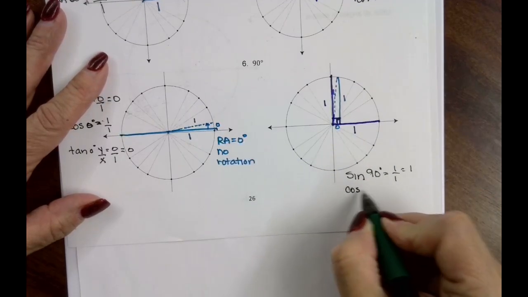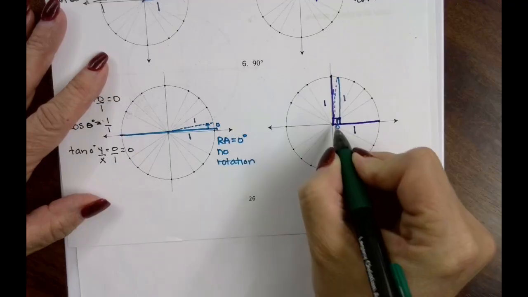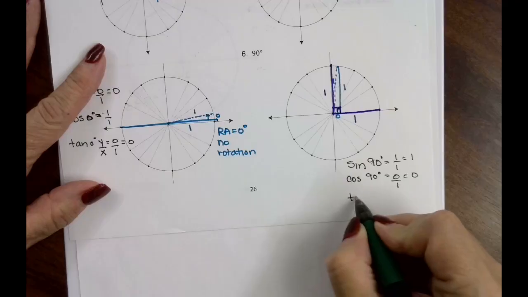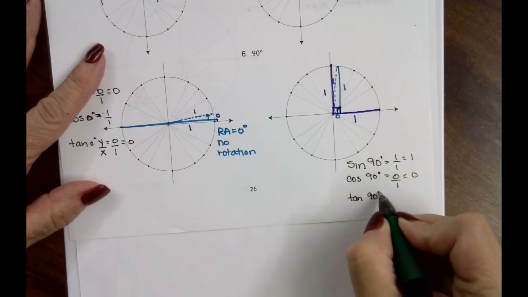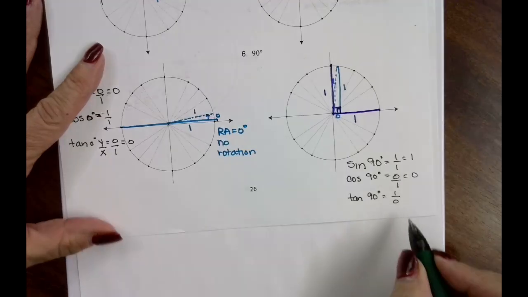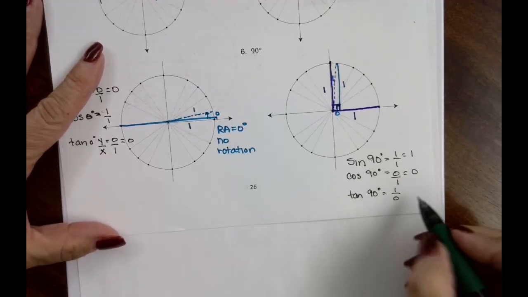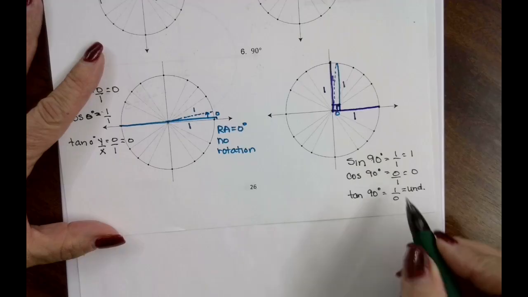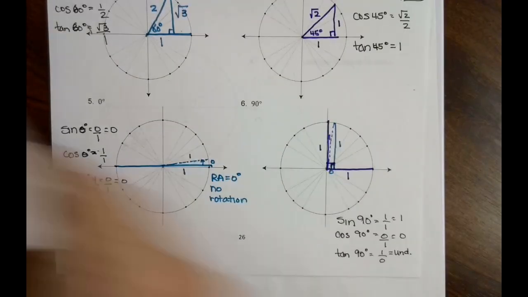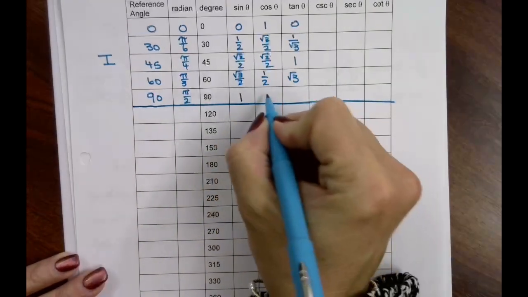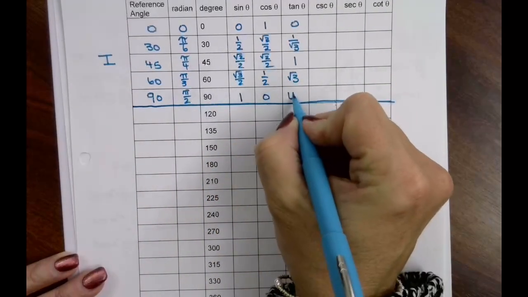And if I have cosine of 90 degrees, well, this x distance right here is going to be 0. And if I have tangent of 90 degrees, look what I have. I have 1 over 0. And what do we know about 1 over 0? We know that this is undefined. It doesn't work. So if I go back to my little chart here, we fill out this last row, and what I have is that sine is 1, cosine is 0, and tangent is undefined.